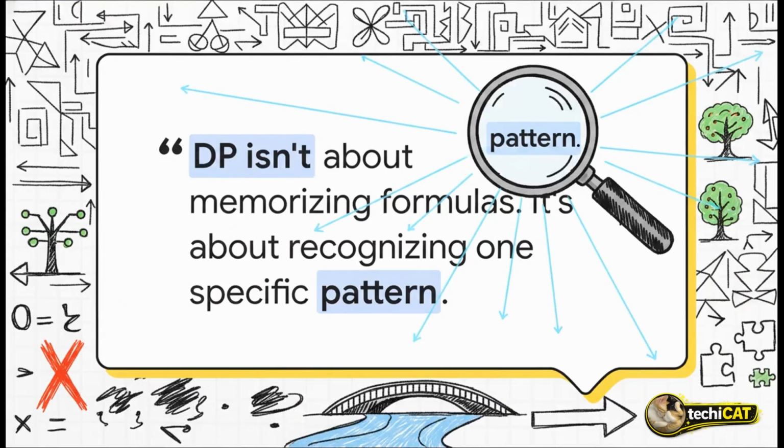Crazy, right? The biggest trap? Thinking DP is just this giant encyclopedia of impossible to memorize mathematical tricks. It's really not. As this quote hits the nail on the head, DP isn't about memorizing formulas. It's about recognizing one specific pattern. Seriously, that's the big secret. It's just an intuitive pattern matching game. Once you know what that underlying pattern looks like, the whole veil lifts and the solution practically reveals itself to you.